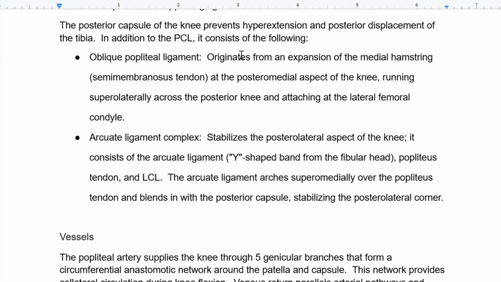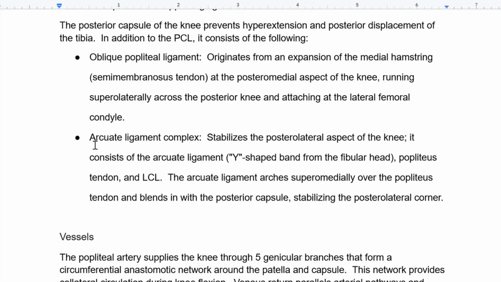In addition to the PCO, it consists of the following: the oblique popliteal ligament, which originates from an expansion of the medial hamstring or semimembranosus tendon at the posteromedial aspect of the knee, running superolaterally across the posterior knee and attaching at the lateral femoral condyle.